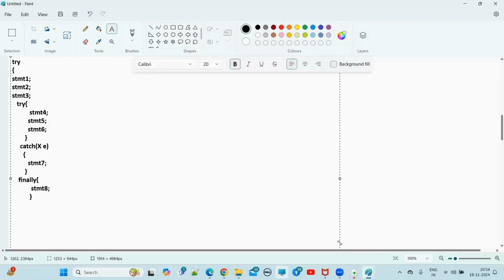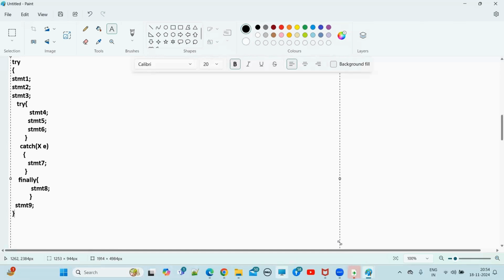Sir, one more catch block. Nested try. Okay, try within the try, I'm taking one more try. We can take it, right? Yes, sir, we already discussed it at that time. So now here, finally I'm taking what? STMT9, statement 9. Okay. And I'm closing the catch block.